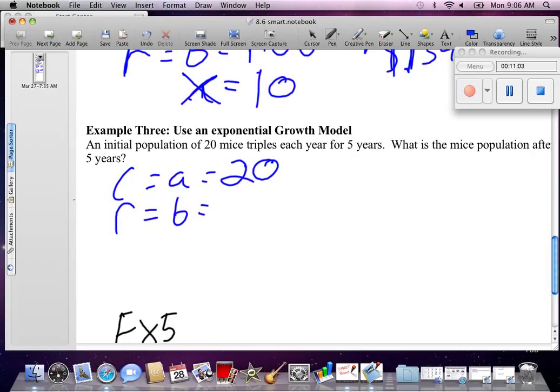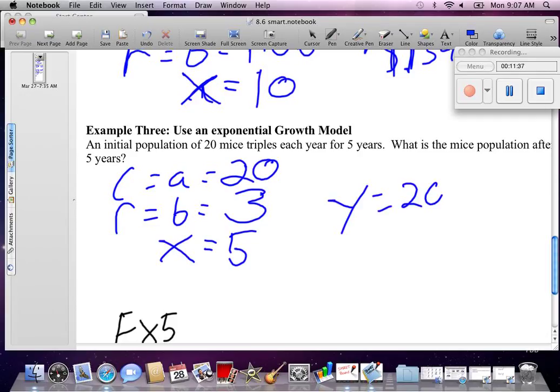Okay, so this one's a little confusing, Cheyenne. What is my rate or my B? It would just be, this is a trick question, it would just be 3. When we say triples, an initial population of 20 mice triples. So that means we just times it by 3. Okay, our time is what, Shelby? 5 years. So then we simply plug it in.